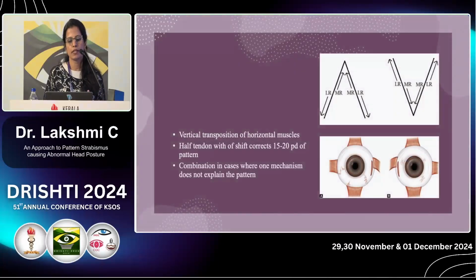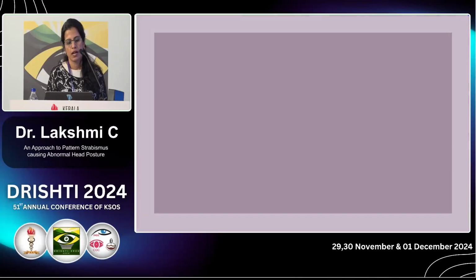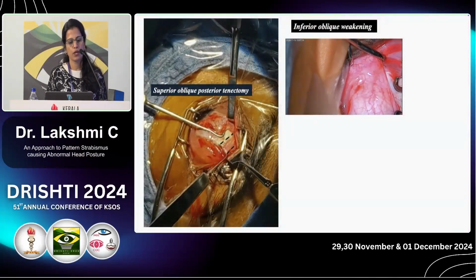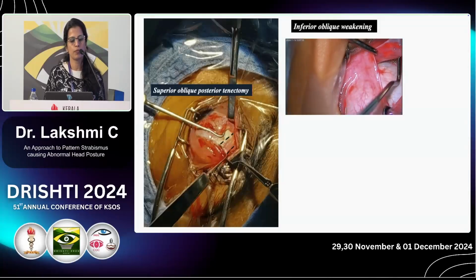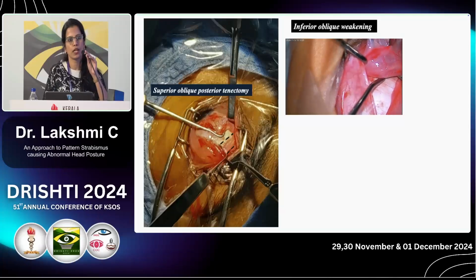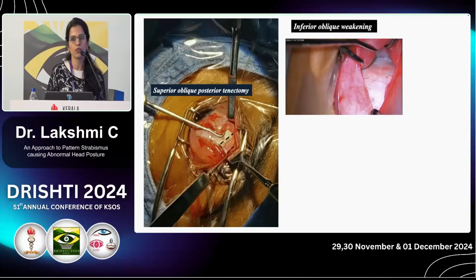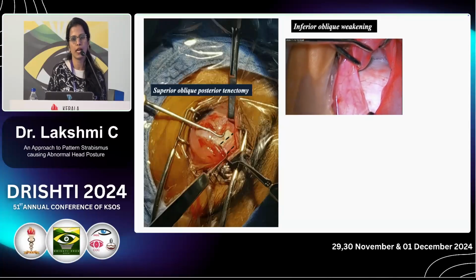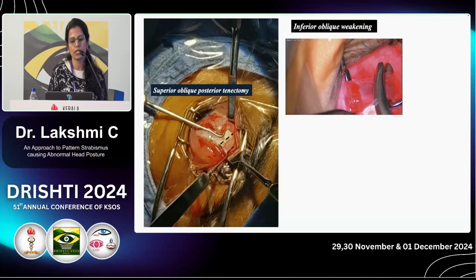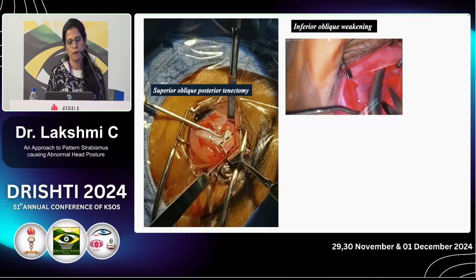So how do we manage? If the obliques are not involved, we upshift or downshift the horizontal recti, with the medial rectus towards the apex and the lateral rectus towards the base of the pattern. And in oblique overactions, we should tackle the obliques necessarily. And suppose the inferior oblique is overacting, if there is a dissociated vertical deviation, it needs to be corrected along with it. So we might need to do an anteriorization procedure along with the recession of the inferior oblique.